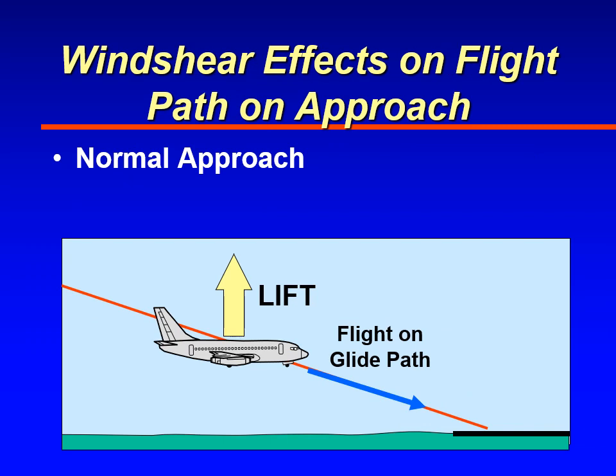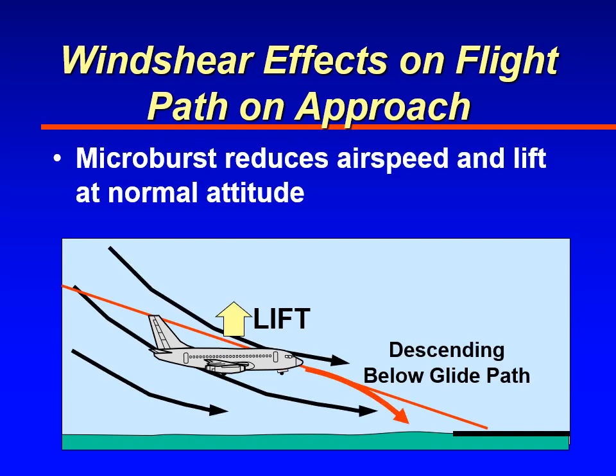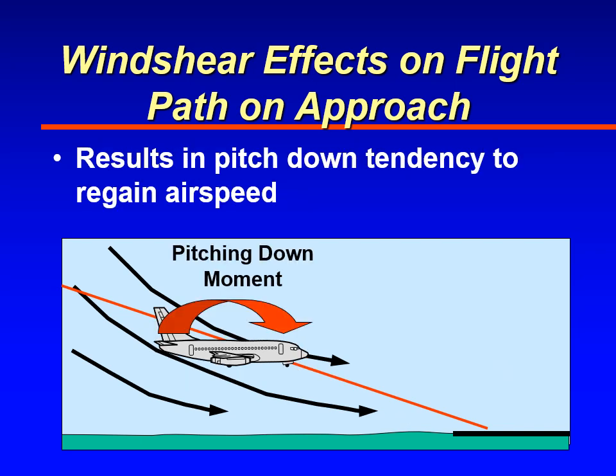During normal climb, this is what the lift looks like, the lift vector. You've got good lift and your flight path is to the end of the runway. With increasing tailwind shear, the aircraft loses lift and will want to pitch down because of the decreased airspeed. It wants to regain its trimmed airspeed. And as a result, because of that, the aircraft will impact the ground if you allow it to.